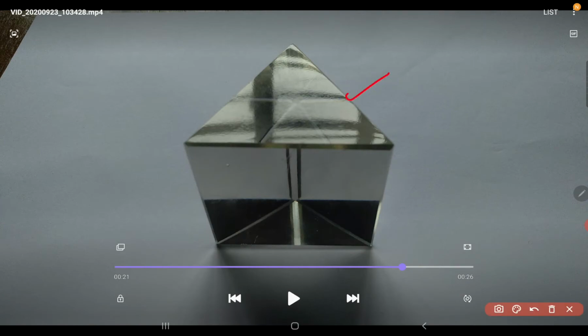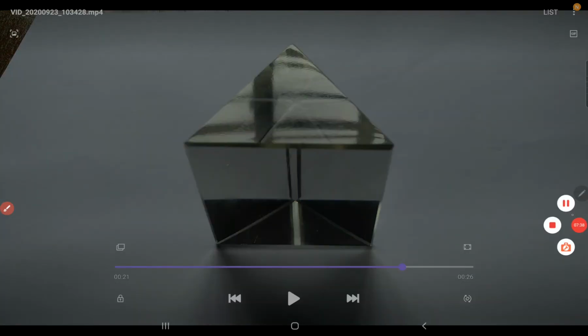Okay, so the first rectangle, the second rectangle, and here shall be the third one. And this is the first triangular part, and the bottom one here is the second triangular part, which should be parallel to each other. So I hope you have understood what a prism is.